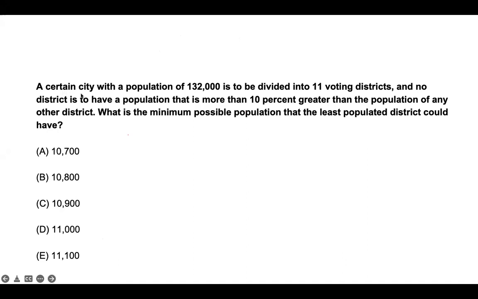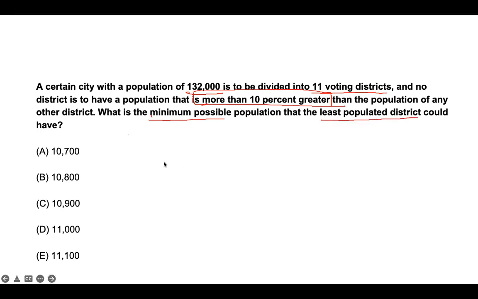Okay, so let's solve this. A certain city with a population of 132,000 is to be divided into 11 voting districts, and no district is to have a population that is more than 10% greater than the population of any other district. This is the key constraint in this question. So what is the minimum possible? The question asks to minimize the least populated district.